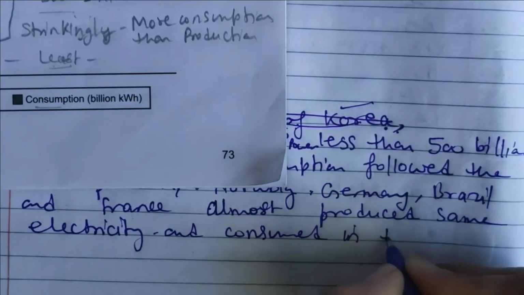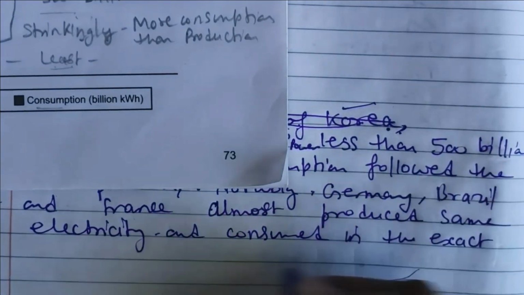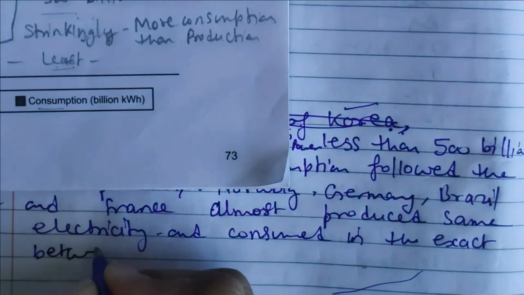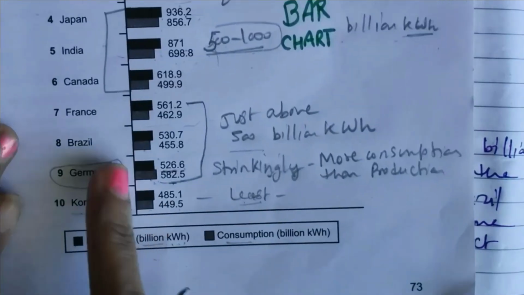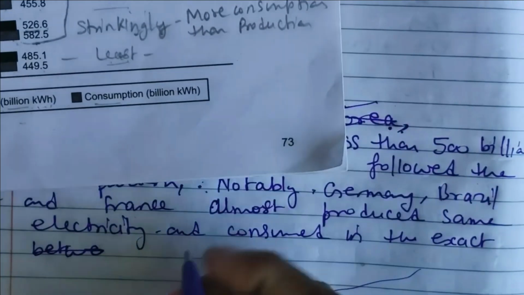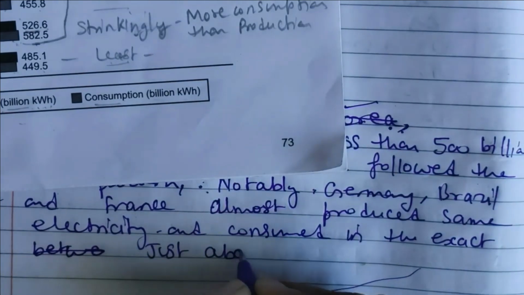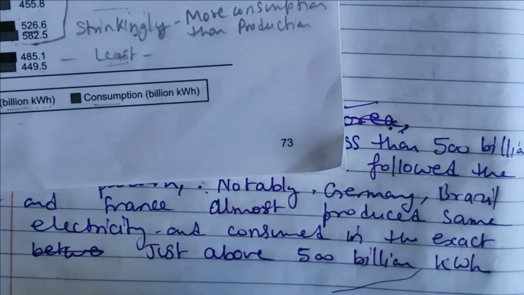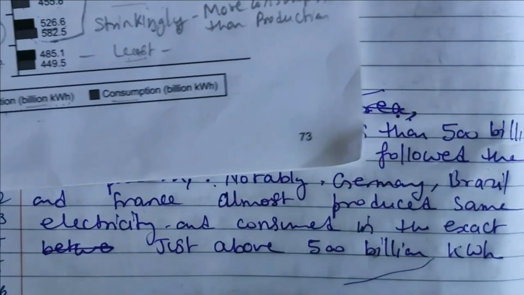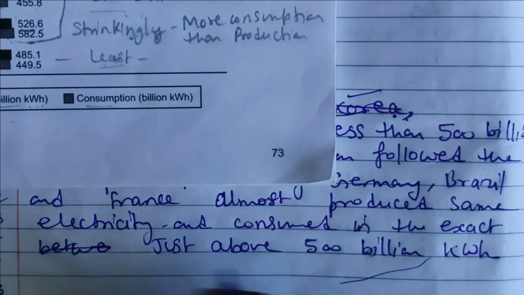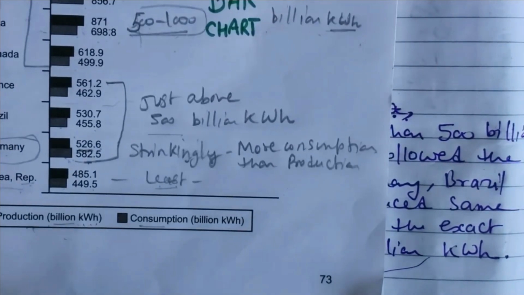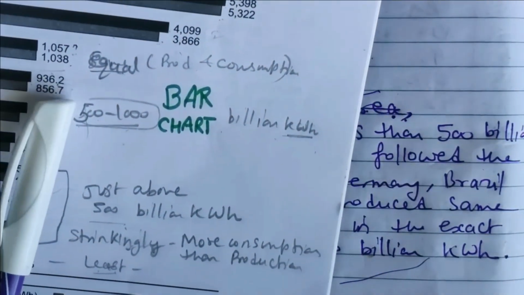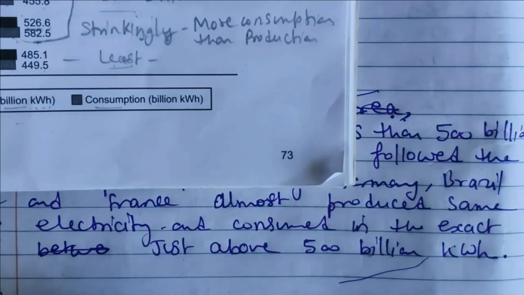In the exact manner, between... France, we can just write just above 500 billion kWh. I am explaining the things one by one, sentence by sentence, so I'm not following the time actually. One thing I wanted to tell you about Russia also: they are not equal, I was thinking they were equal. Now what about the last thing, what can we write?